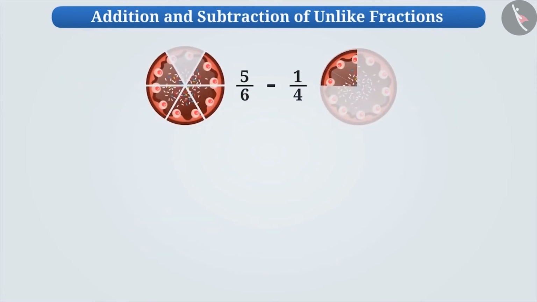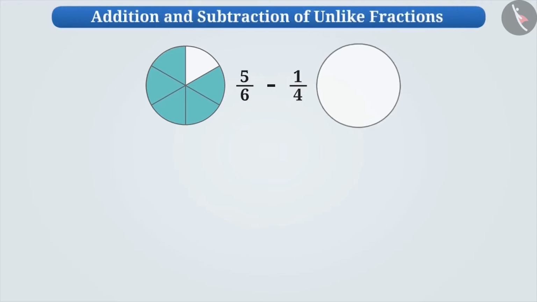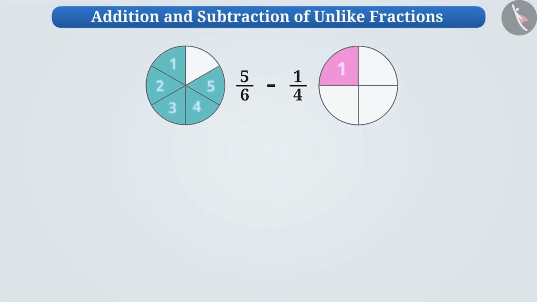First, we make 2 equal circles to represent the cake. To represent the fraction 5 by 6, we will divide the first circle into 6 equal parts and shade 5 parts. Similarly, to represent the fraction 1 by 4, we will divide the second circle into 4 equal parts and shade 1 part. Since the number of parts in these circles is not equal, we cannot subtract 1 by 4 from 5 by 6. So first, we make the number of parts equal. Can you think of a way to do this?